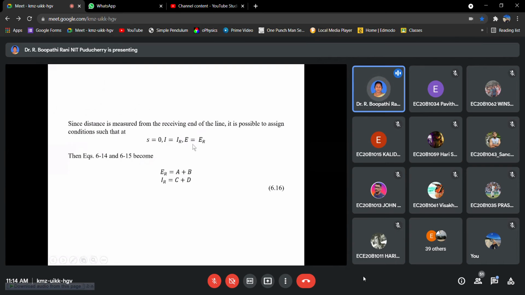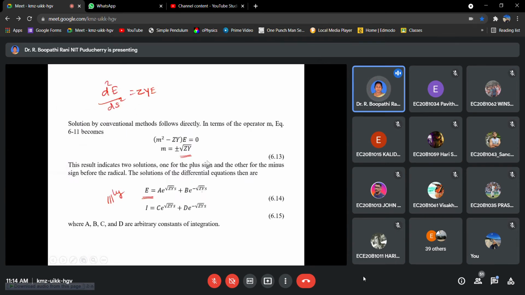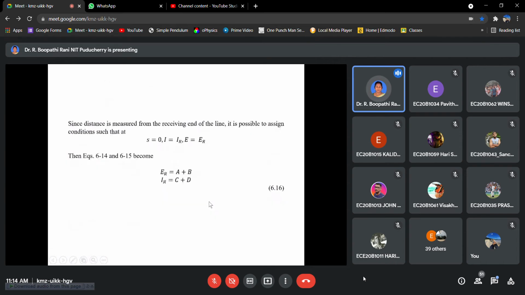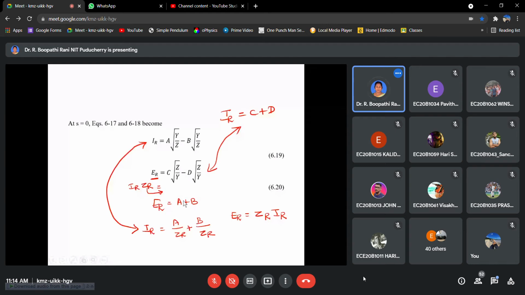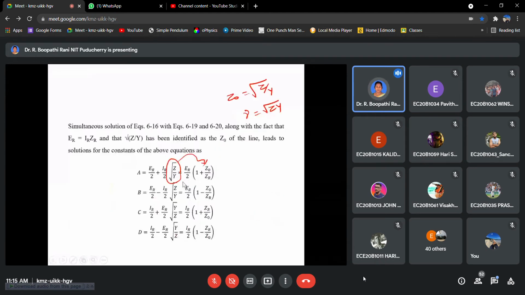If we substitute these conditions in equations 14 and 15, we get ER equal to A plus B, IR equal to C plus D. Another set of conditions is not available, so we are differentiating these equations and applying the condition again. That time we get these expressions for IR, ER in relation to ABCD. Now we have 4 equations and 4 unknowns. Solving these, we get the expressions for ABCD.